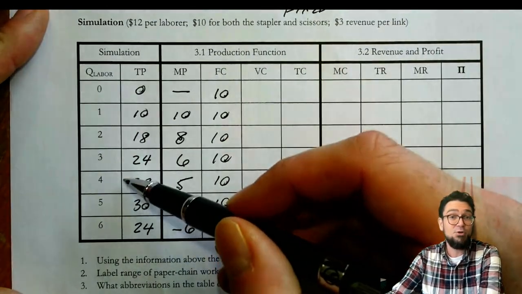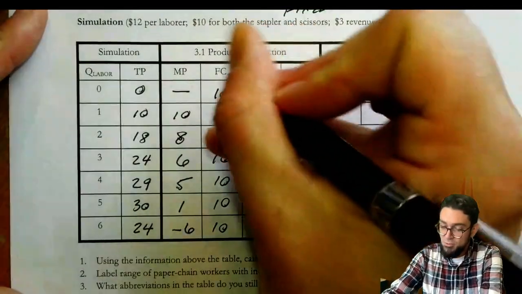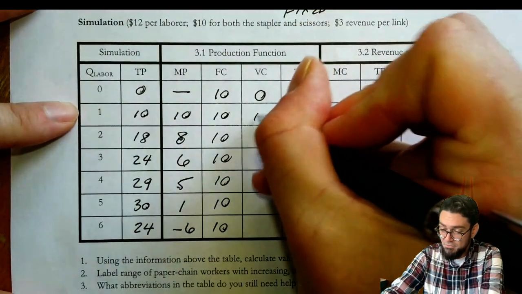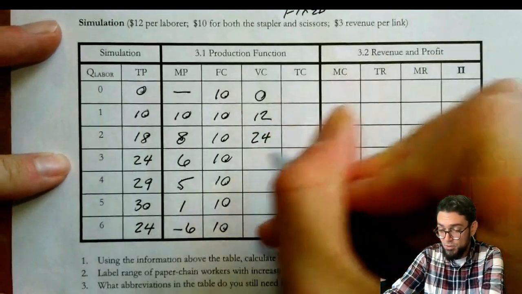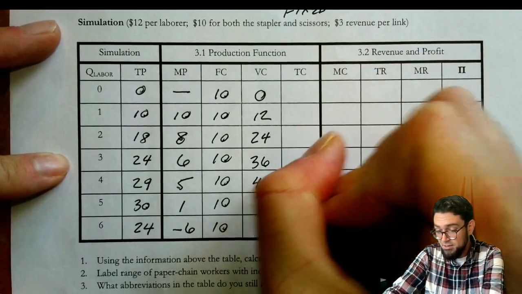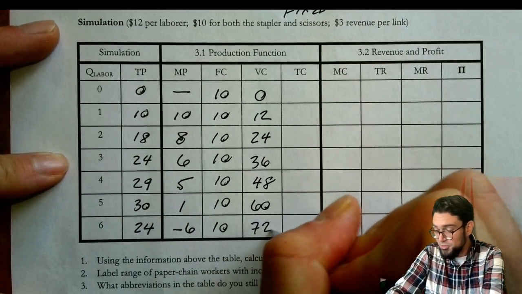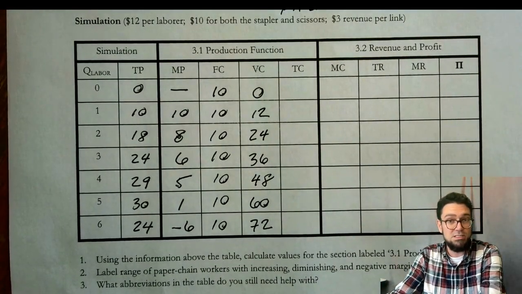Now, variable cost is going to depend on your variable inputs. And in this case, our variable inputs were the number of workers. So with 0 workers, we had 0 variable cost. With 1 worker, we had 12. 2 workers, we had 24. 3 workers, we had 36. 4 workers, we had 48. 5 workers, we had 60. And 6 workers, we had 72. And that's because each worker cost us $12.